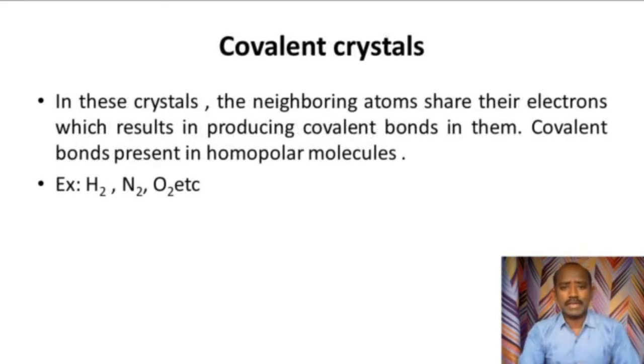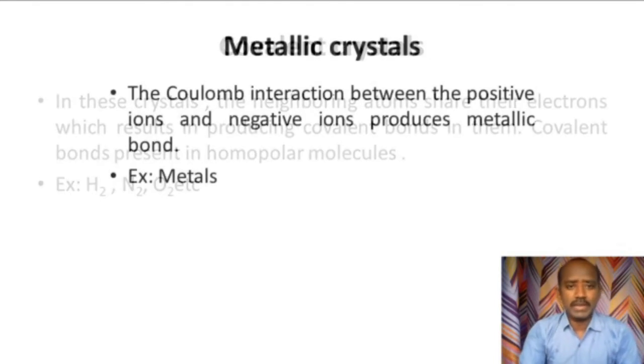And what is a covalent crystal? In the covalent crystal, there are two same type or homopolar molecules, which have the same types of atoms, that is hydrogen and hydrogen atoms. Two atoms share the valence electrons with each other and form the covalent bond between them. Such crystals are called covalent crystals. For example, hydrogen, nitrogen, oxygen are examples of covalent crystals.